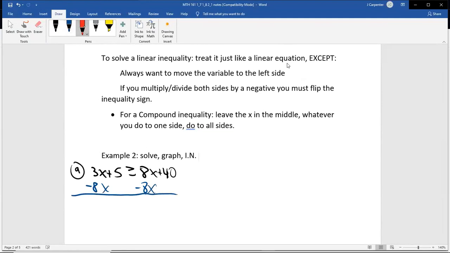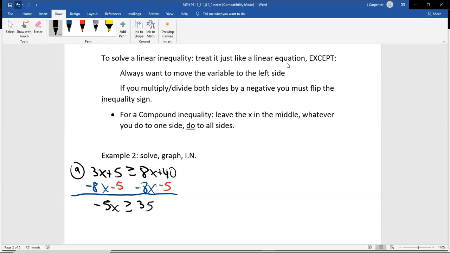Now, since I'm moving the variables left, that means the constants go right, so I need to subtract 5 on both sides. You can do that in 1 step or 2 steps, it's up to you. 3x minus 8x is negative 5x, then is greater than or equal to, the 8x's cancel, the 5's cancel, 40 minus 5 is 35. I don't know why I wrote that a little higher.